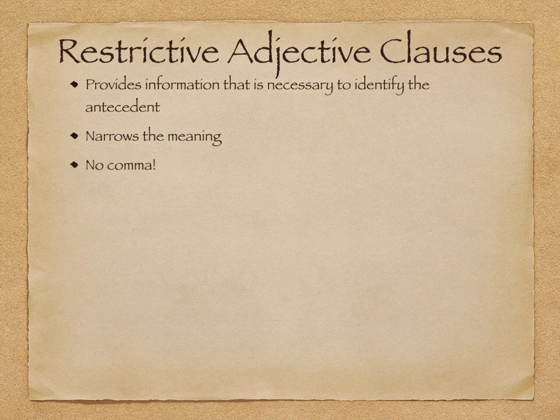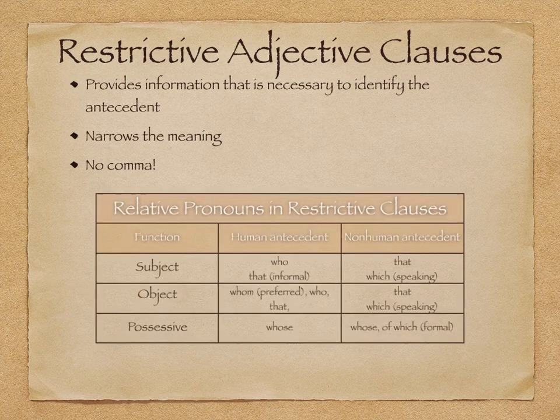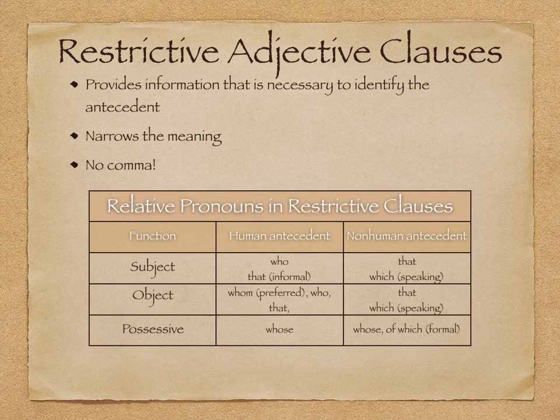Don't use a comma with restrictive adjective clauses. We do use a special kind of connecting word, so different than adverb clauses where we use a subordinating conjunction. In adjective clauses, we use something called a relative pronoun. Now, depending on the type of clause, because just like independent clauses, dependent clauses can also have a subject and a verb and an object.